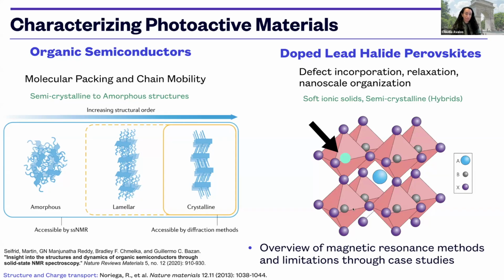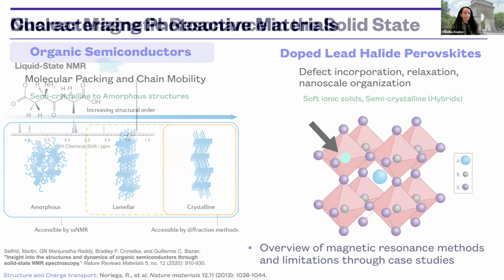Today I'm going to give an overview of magnetic resonance methods and some limitations of those methods. I'll go through a couple of case studies for looking at organic semiconductors. So if there's an organic semiconductor you want to understand, for example, how would you approach it if you don't know much about it, using very accessible tools to someone in academia, let's say. All right, so let's start with the organic semiconductors.